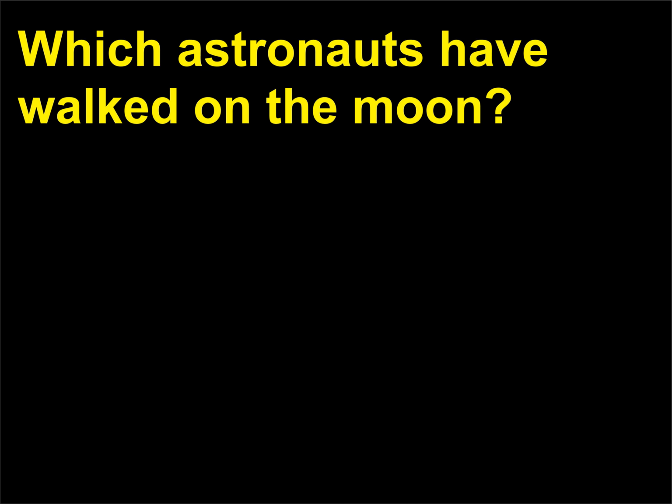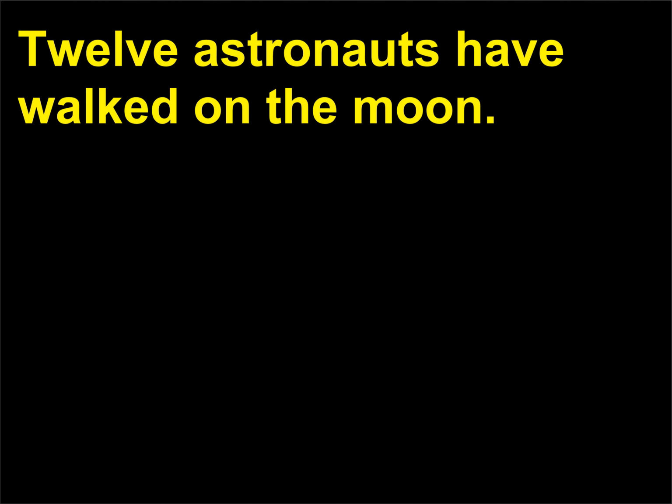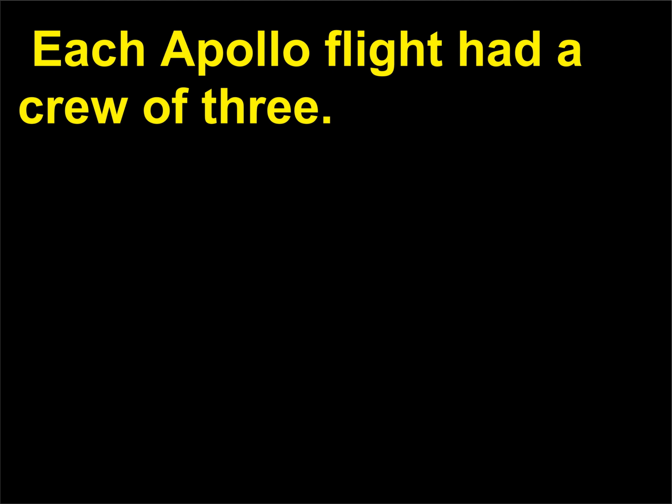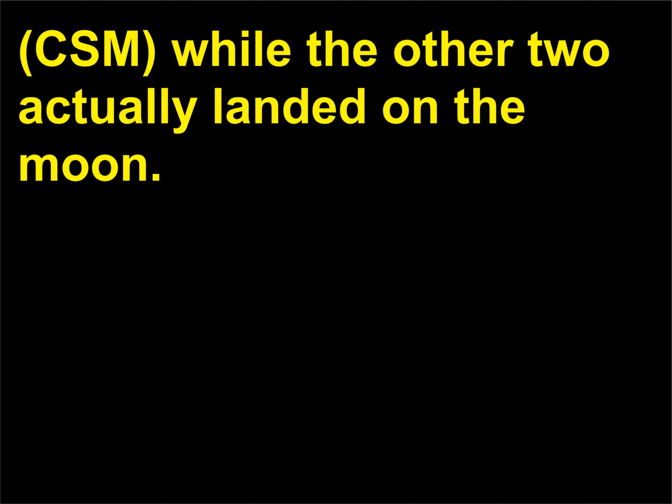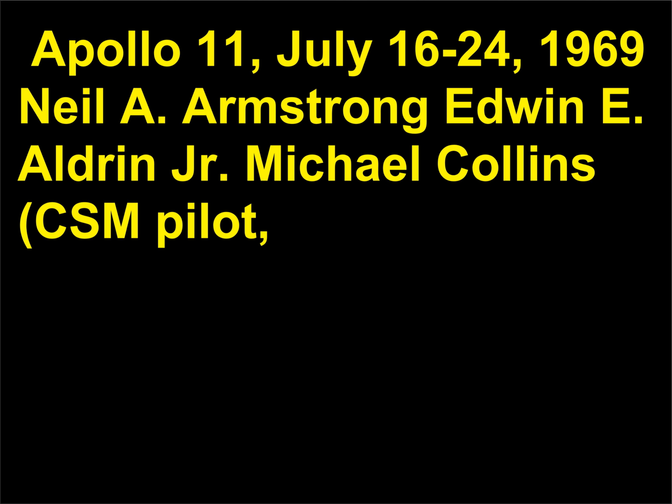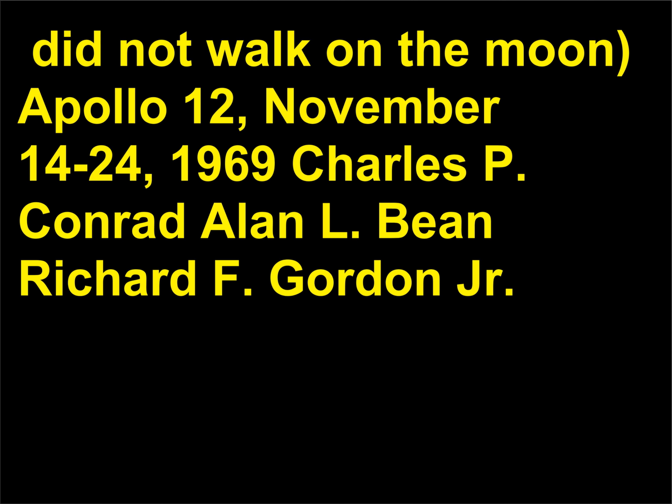Which astronauts have walked on the moon? 12 astronauts have walked on the moon. Each Apollo flight had a crew of 3. One crew member remained in orbit in the Command Service Module (CSM), while the other 2 actually landed on the moon. Apollo 11, July 16 to 24, 1969. Neil A. Armstrong, Edwin E. Aldrin Jr., Michael Collins, CSM pilot, did not walk on the moon.